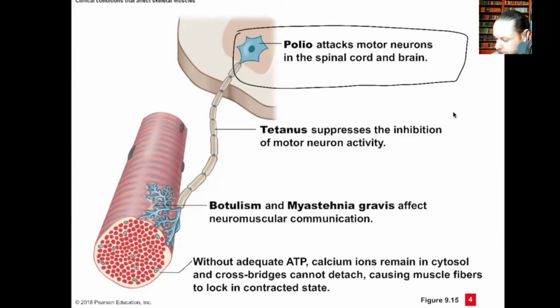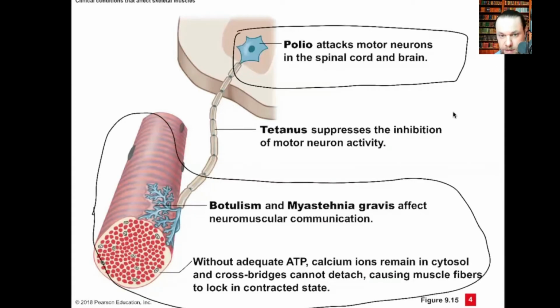What we focused on today was this portion here because we're talking about the muscle. We talked about botulism. What does botulism do? Can anyone tell me?